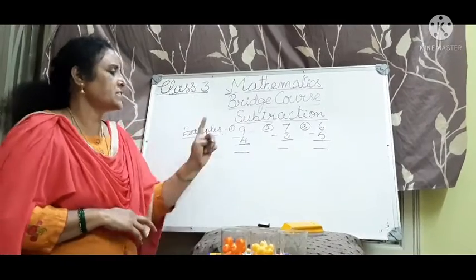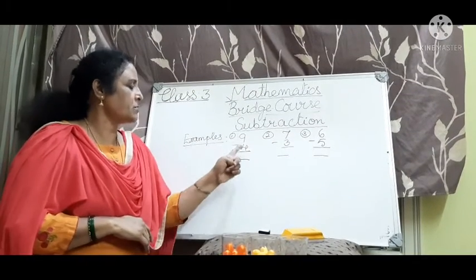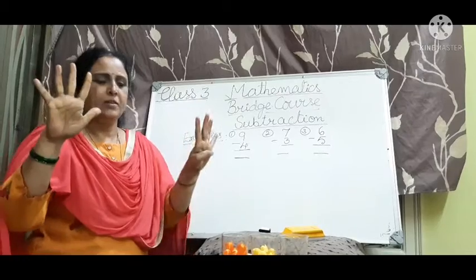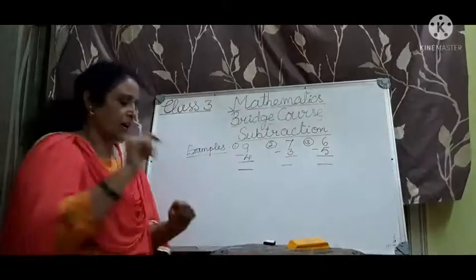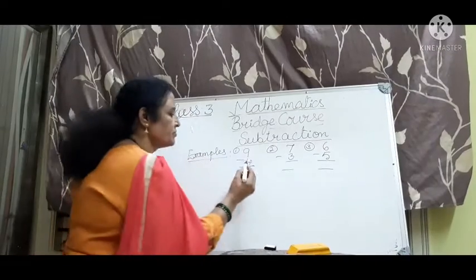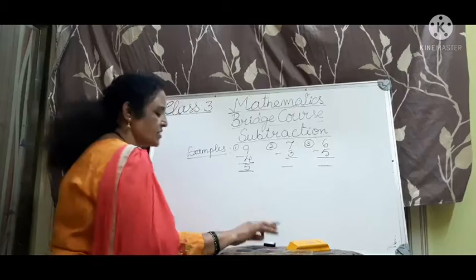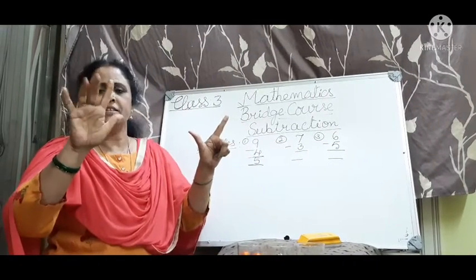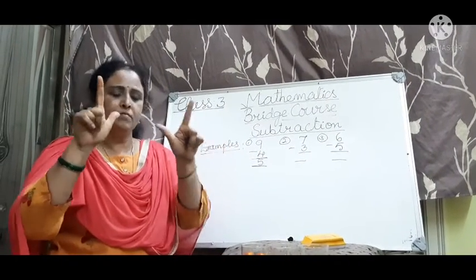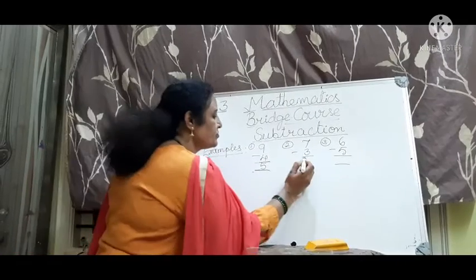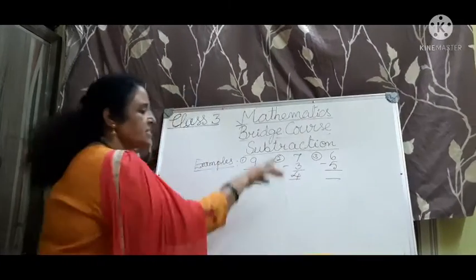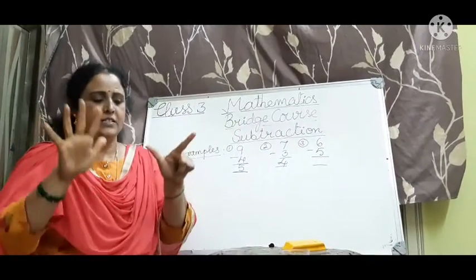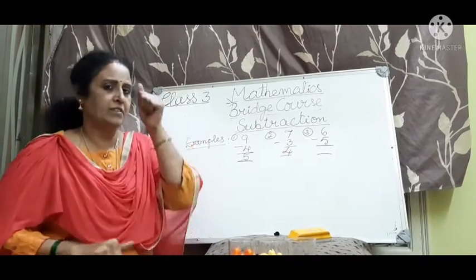Now we practice few more sums, children. 9 minus 4. How much? 5. Next, 7 minus 3. How much is remaining? 4. Next, 6 minus 5 is 1.